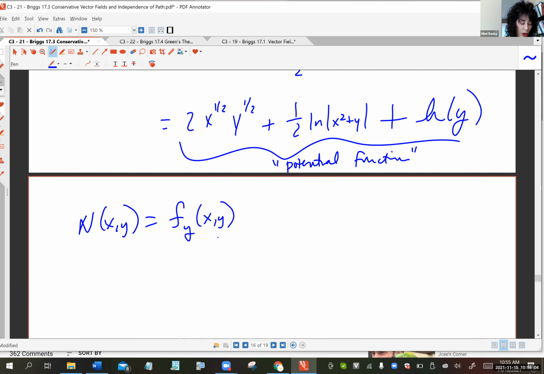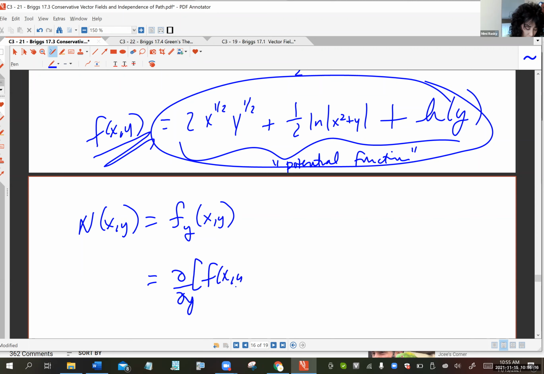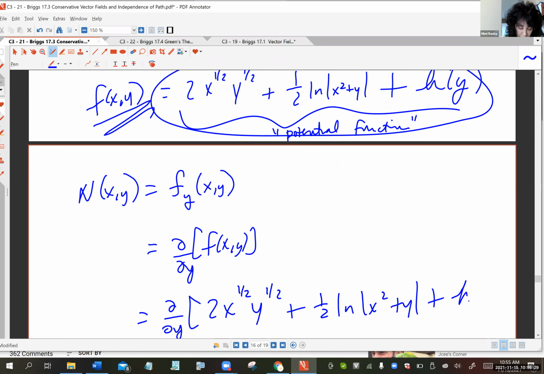Okay? So if this is our potential function, or as good as it's going to get, this is our f(x,y). We're going to take the derivative d/dy of this f(x,y). Okay, so what does that mean? We're going to take the partial with respect to y of this beast that we already have, but we don't have it all the way yet. I know. We're going to have, because we have this h(y) here.